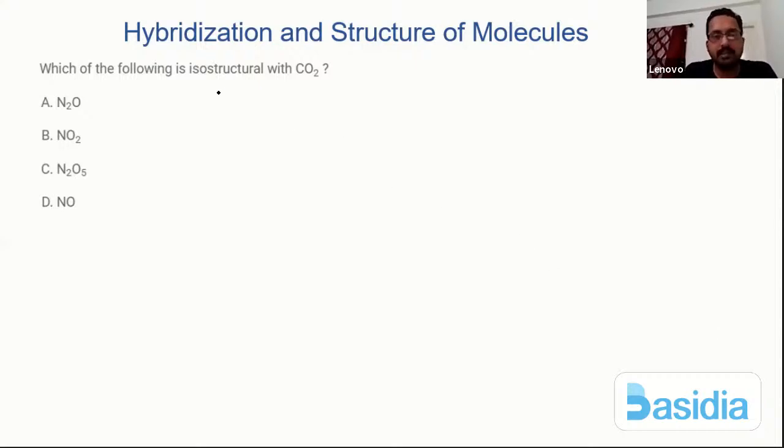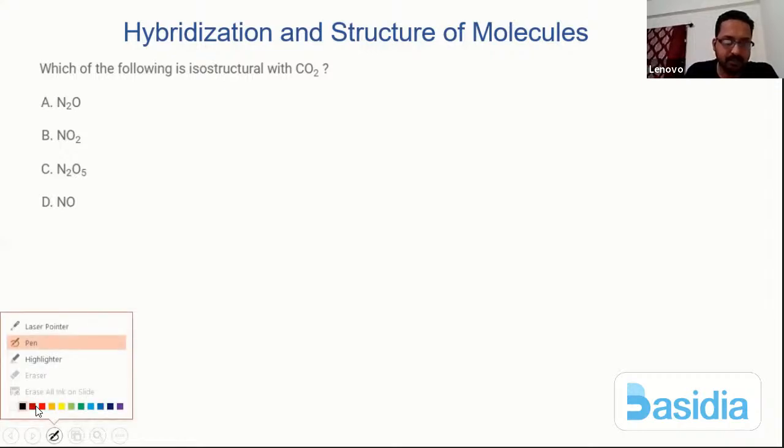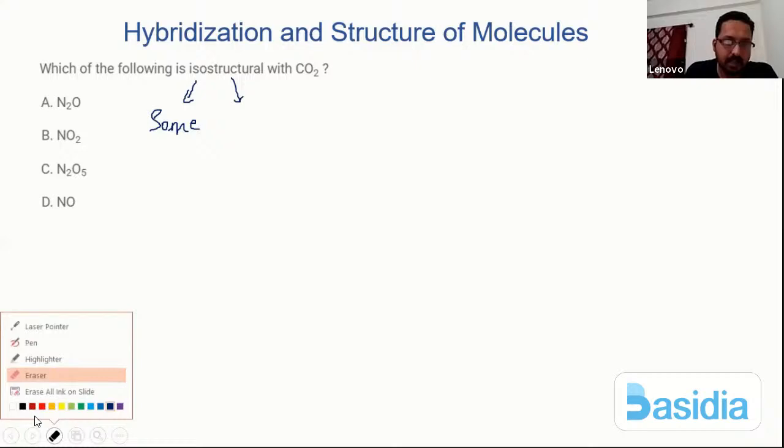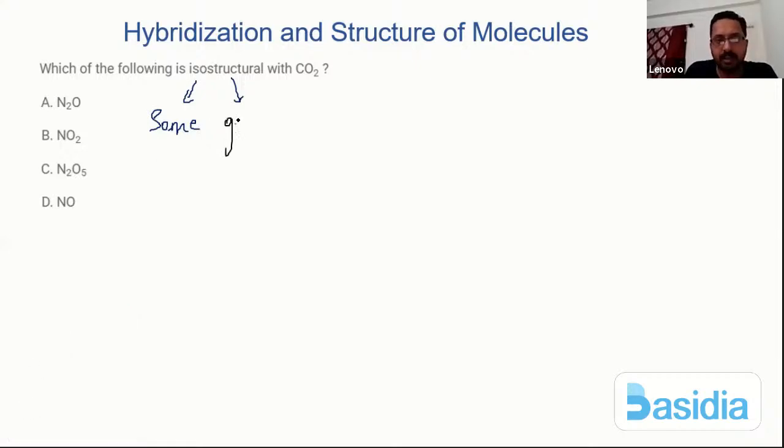Which of the following is isostructural with carbon dioxide? As I've told you already in the last class, iso is a representation of the same. Then structure, we are speaking about what? We are speaking about the geometry. I mean to say structure, or simply you can say we are speaking about the similar geometry here.